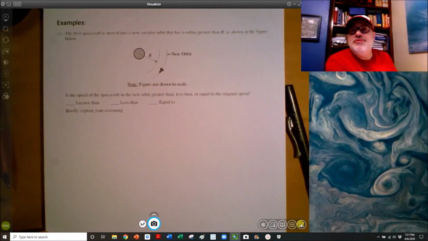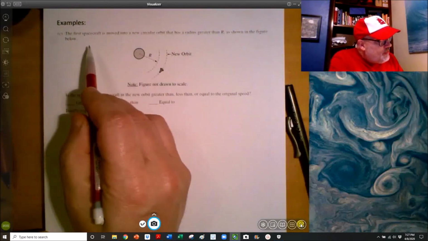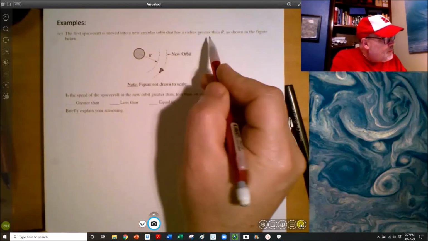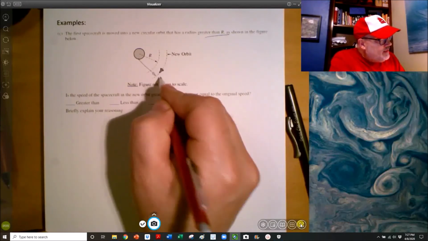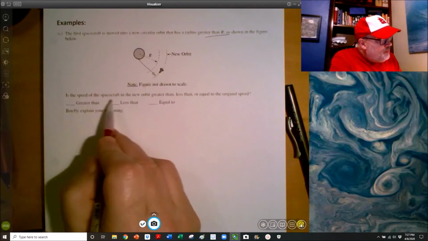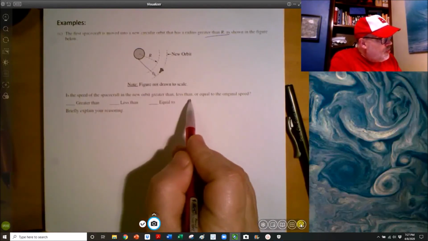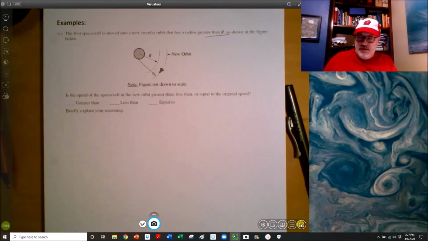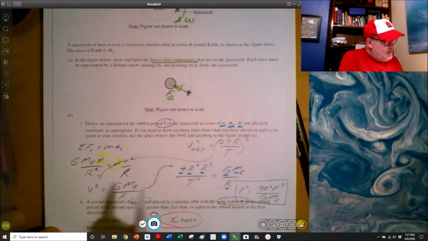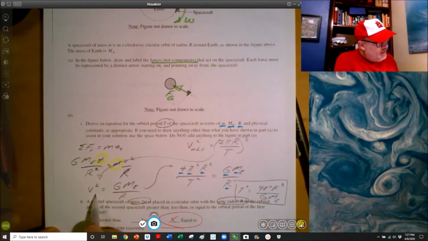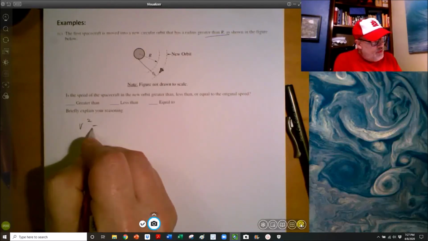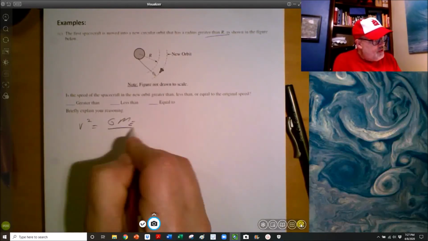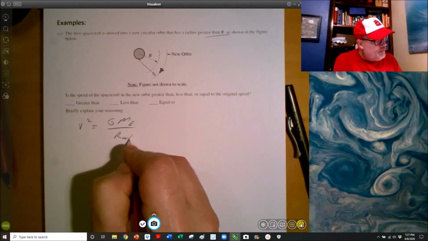The last part of the problem says the first spacecraft is moved to a new circular orbit that has a radius greater than r. So it's moved outward to a new radius. Is the speed of the spacecraft in the new orbit greater than, less than, or equal? Well, hey, we can just go back to what we had before, and there is our velocity. So I'm going to rewrite that over here. V squared equals G, mass of the Earth over the radius of the orbit.